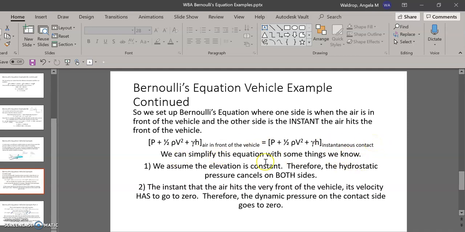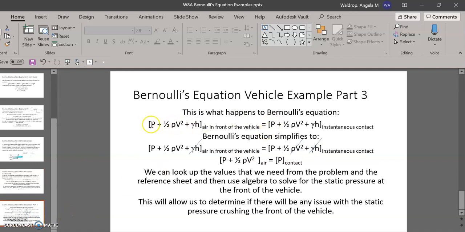We can simplify the equation with a couple things that we know. Now we're going to assume that the elevation is constant, so that means the hydrostatic term, this gamma H on both sides, is going to basically drop out, okay? And then we're going to also see that the instant that the air hits the very front of the vehicle, its velocity has to go to 0. You can actually test this. If you take a ball or you take something and let's say you throw it at the wall, the very second that it hits the wall, its velocity goes to 0. So that means that this dynamic pressure term is also going to cancel out when it contacts. So I'm going to have 3 terms that are going to cancel out.